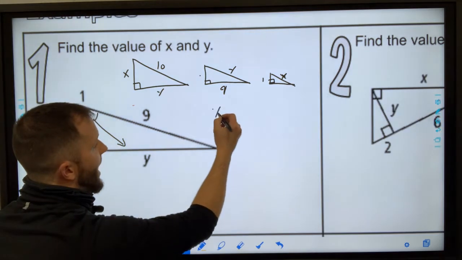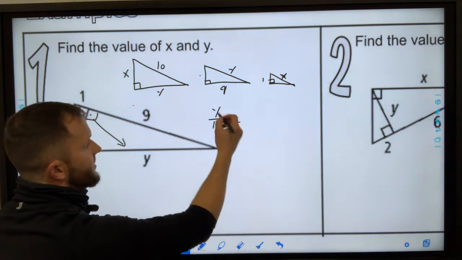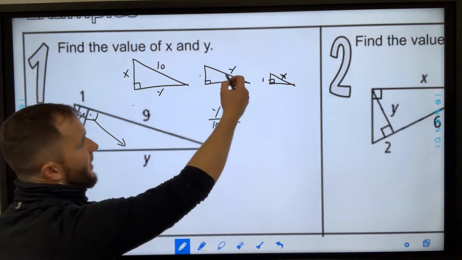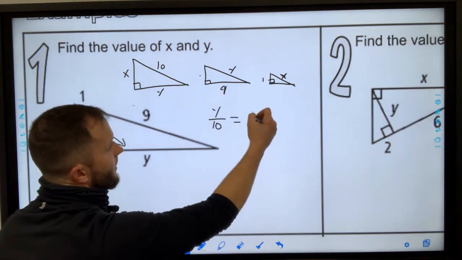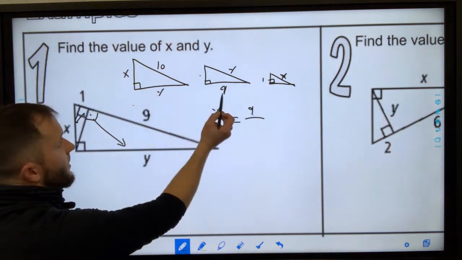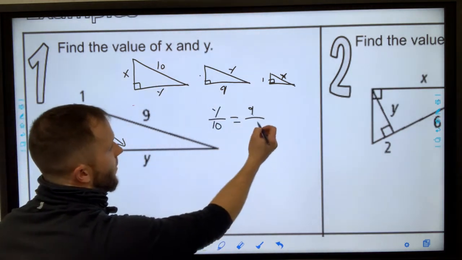So I'm gonna do y over 10 because those are my two hypotenuses, okay? On the medium triangle, my other measurement is gonna be 9, which is going to be my long leg. And the long leg on my big triangle is going to be y here. So y goes right there.